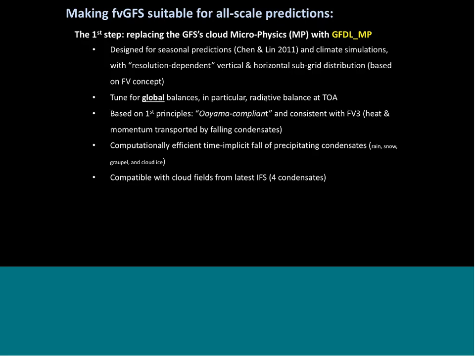So this is the detail we pay attention to, and we do it in a very computationally efficient way. Traditional cloud microphysics is very slow because the condensate flow is very fast, and that requires use of a very small time step. We solve this by two methods. One method is the Lagrangian control volume method, exactly the same as the dynamical core, but that one is also expensive.